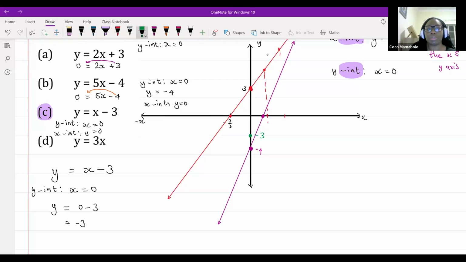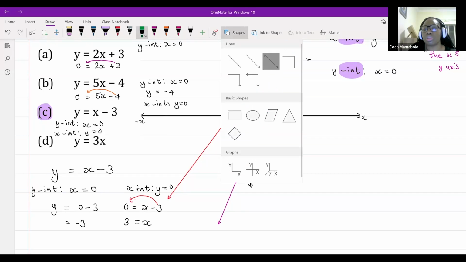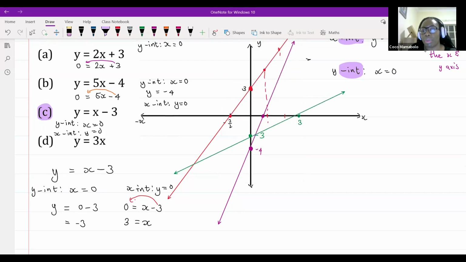Okay, then I want my x-intercept. I'm going to make y equal to 0. So I'm going to say 0 equals x minus 3. Then I'm going to take the negative 3 over to the other side, and it's going to become positive. So I will have 3 is equal to x. So my graph will cross the x-axis at the point positive 3. So I'm going to go there to positive 3, and then I'm just going to take these two and join them with a ruler.